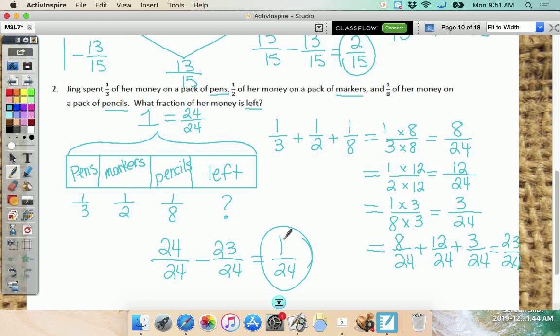Okay, so do you think you know how to add it together and subtract it from 1 whole now? Yeah. Okay, because you're going to have to do that on your test.